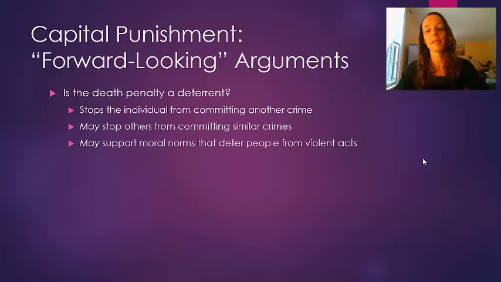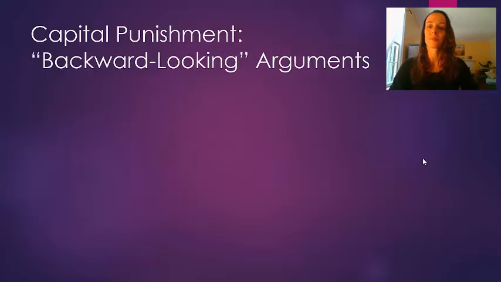And then we have the idea that Byrne also talks about that it also might support moral norms that deter people from violent acts. In other words, what we're doing, according to Byrne and others, when we have harsh punishments like the death penalty, is we're saying these are the crimes we take really, really seriously, and we're communicating a moral message by having very harsh punishments for those crimes. Again, this is a speculative statement and there's no way to prove it, which is why I have the word may there in italics instead of that it definitely does support those moral norms.